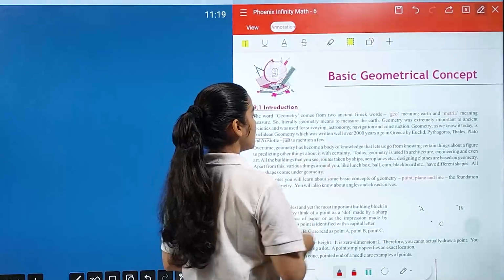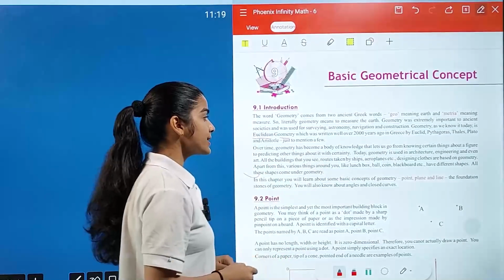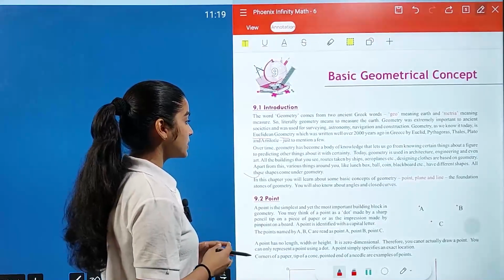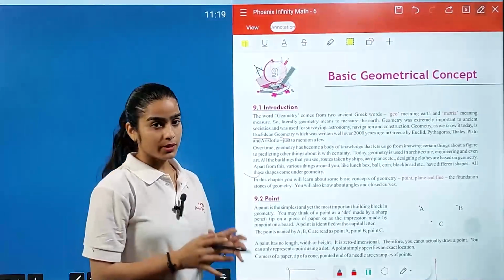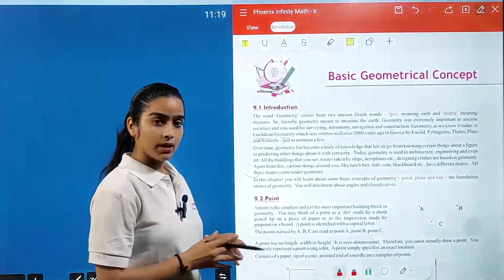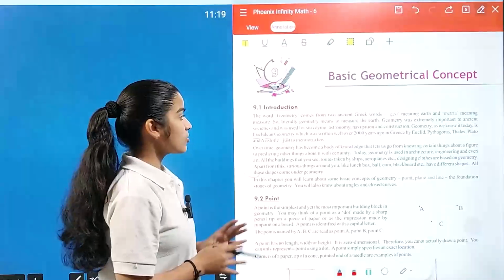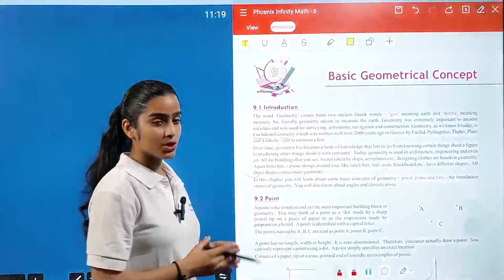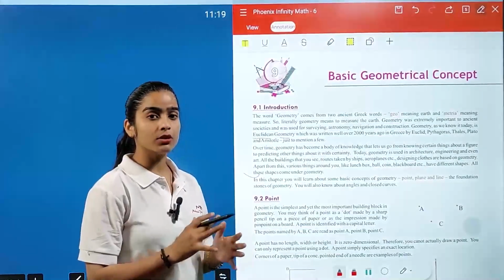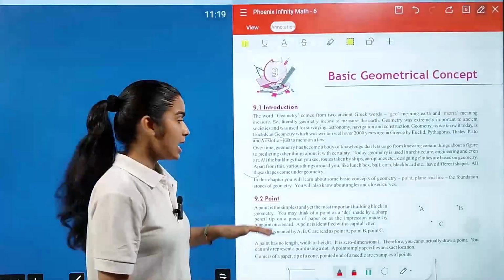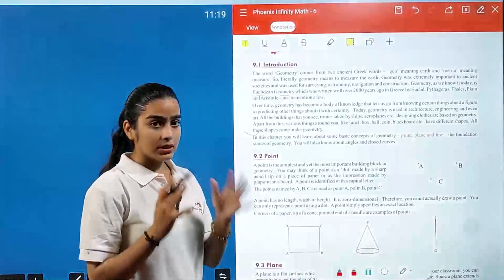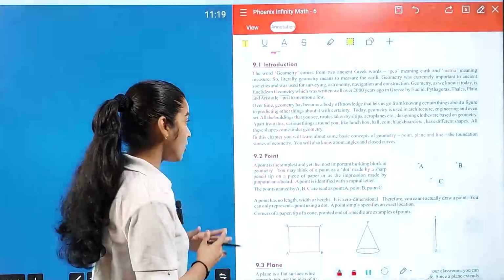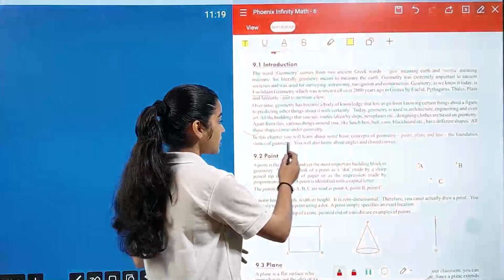Over time, geometry has become a body of knowledge that lets us go from knowing certain things about a figure to predicting other things about it with certainty. Geometry originated with Greek words where geo means earth and metra means measure. So originally it dealt with the measurements of the earth. This concept was written over 2000 years ago, and now we are going to deal with it.